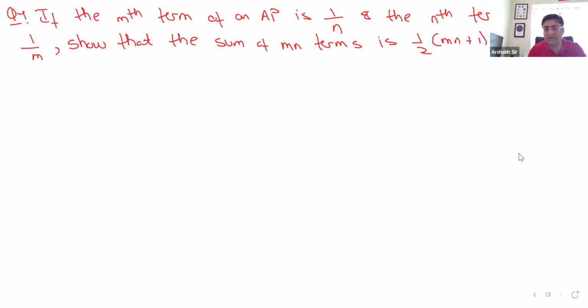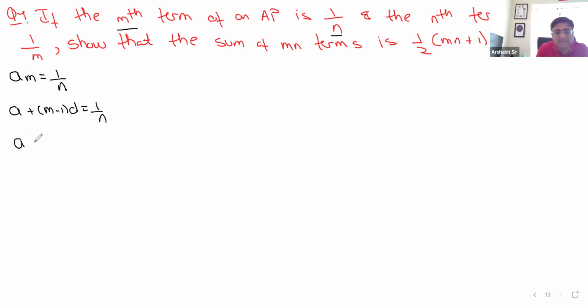Okay? So look beta, the mth term of an AP is 1 by n. So look, the mth term of an AP is 1 by n, meaning a plus m minus 1 times d is 1 by n, or we can say a plus md minus d is 1 by n, equation number 1.